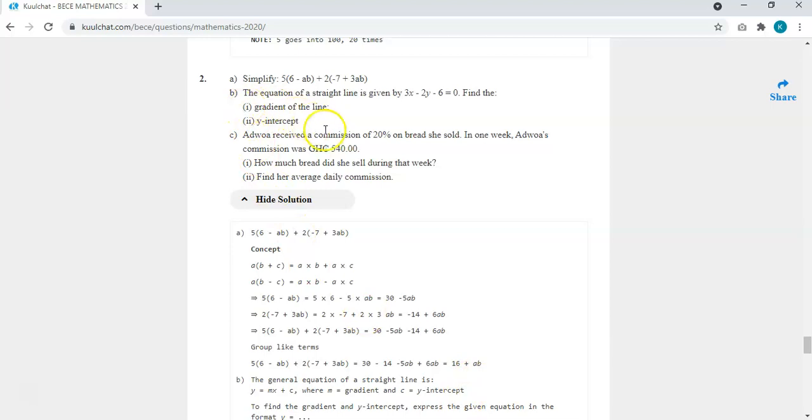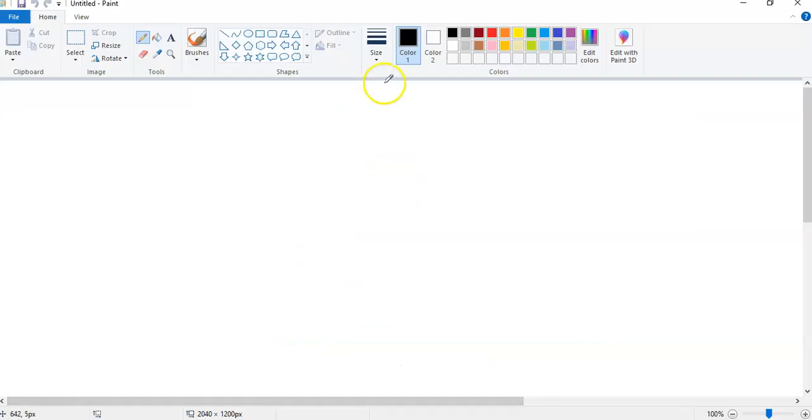Question 2b says that the equation of a straight line is given by 3x minus 2y minus 6 is equal to 0. Then we have to find the gradient of the line, then the y-intercept. Okay, so to solve for this, you need to know the general equation of a straight line. It says that y is equal to m, which is the gradient, times your x, plus your c.